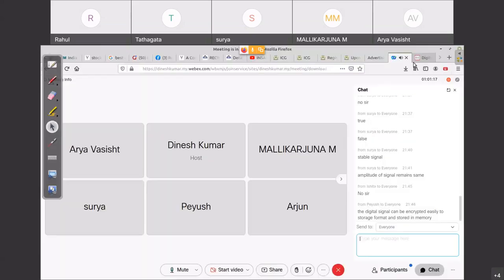Any doubts, anyone? Yeah, so this is also very good. A digital signal can be encrypted easily. Encryption is very easy, and it can be stored in memory. Very good.